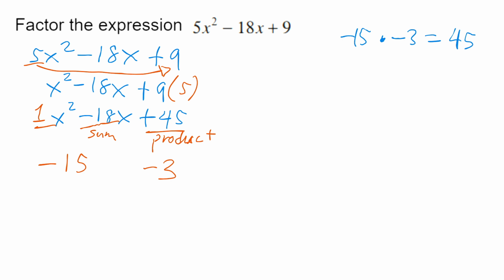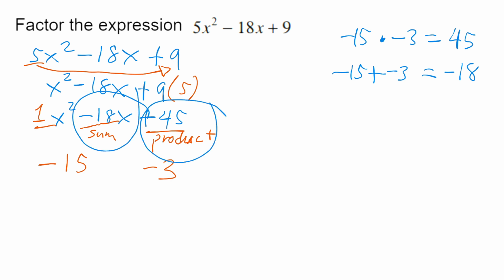Next, sum. What is negative 15 plus negative 3? Negative plus negative, it's like your debt, right? Debt of 15 and debt of 3, negative 18. So is the sum correct? Yes. Again, product of 45 and then sum of negative 18. So it's correct.